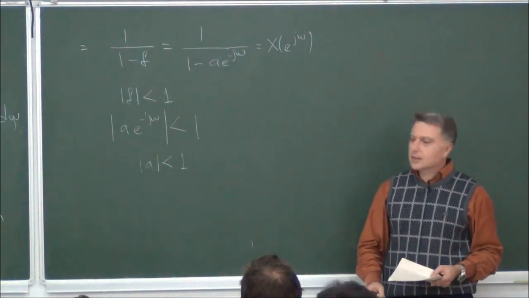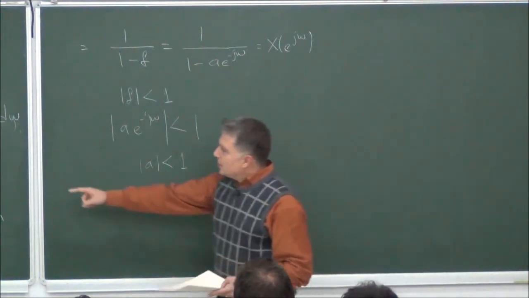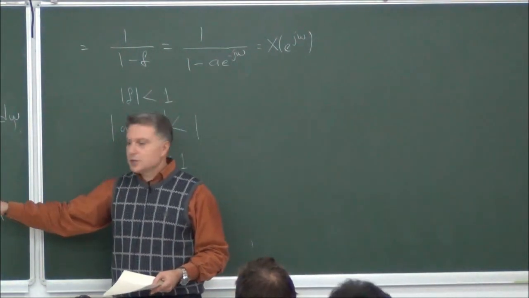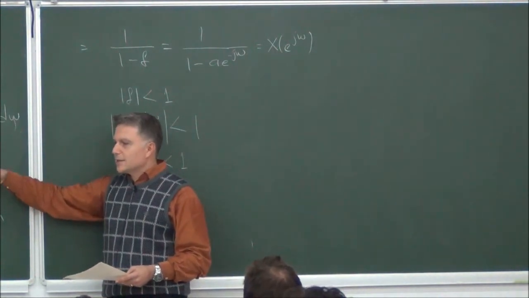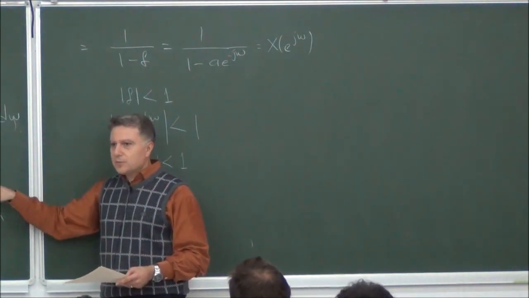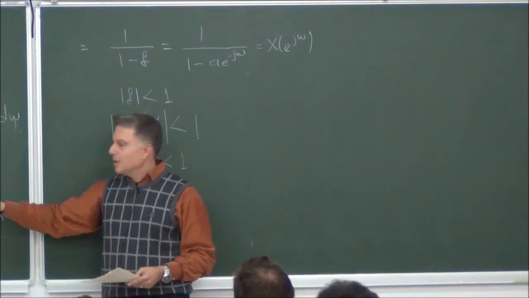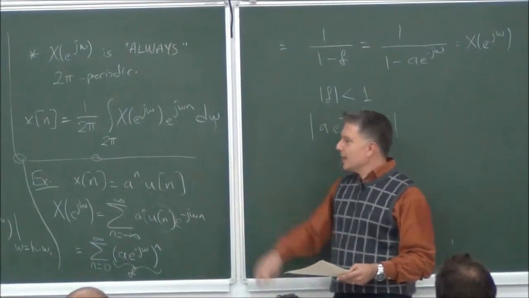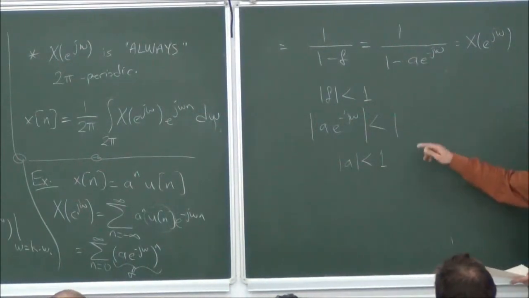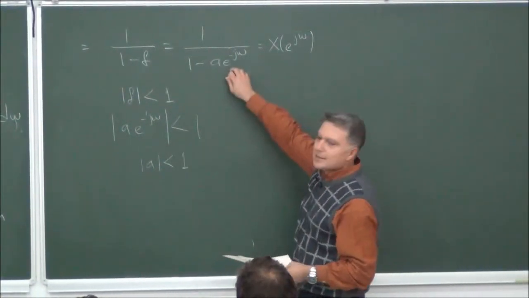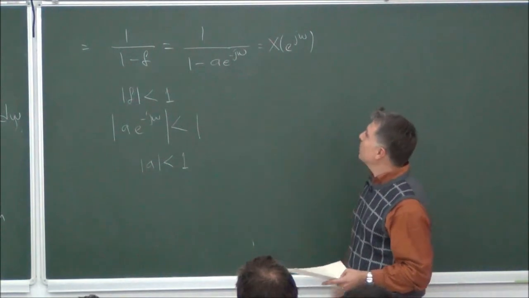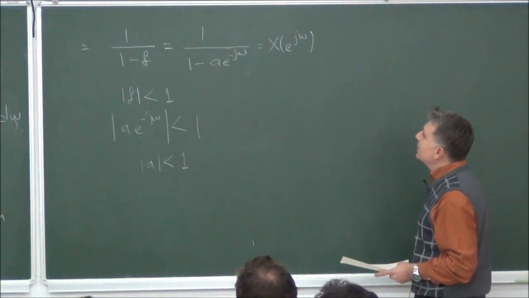Otherwise, it doesn't converge. Then, in fact, it violates the Dirichlet condition. What was the Dirichlet condition? The square sum of the terms must converge. Here, it is diverging if a is greater than or equal to 1. So if it is less than 1, then this is a valid result. 1 over 1 minus f is a valid result, and this is what you get.